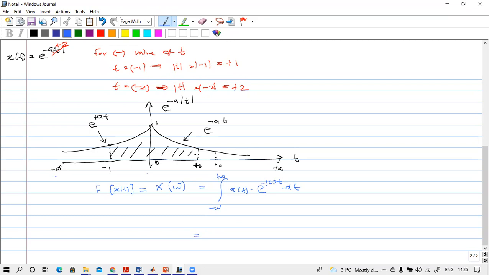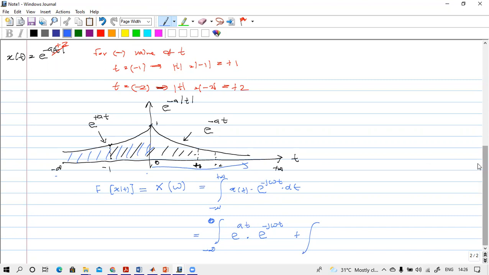From minus infinity to 0, it is e to the power at. So I will do this integral in two parts, from minus infinity to 0 and from 0 to plus infinity. From minus infinity to 0, it is e to the power plus at, and we have e to the power minus j omega t. Plus here this part. Now we consider this part, and also we have to consider this part.